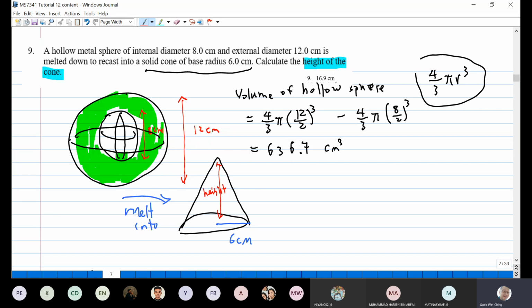So the cone comes from the hollow sphere. What is the volume of a cone first? We have a formula for the volume of a cone. You can check the formula. The volume of a cone is equal to 1/3 pi r squared times h. On top is the volume of a sphere.